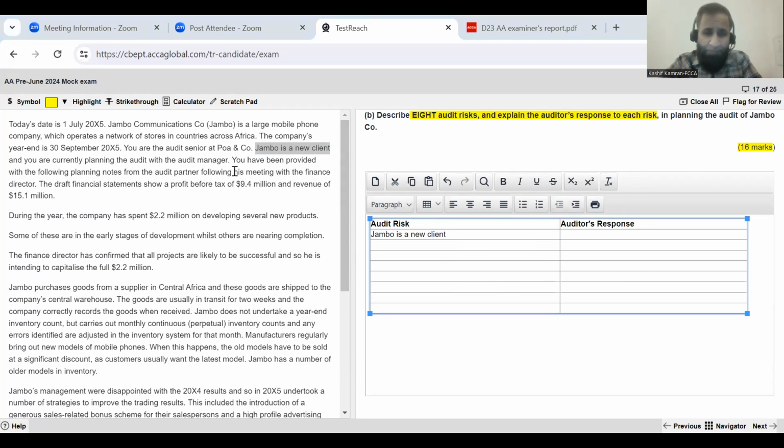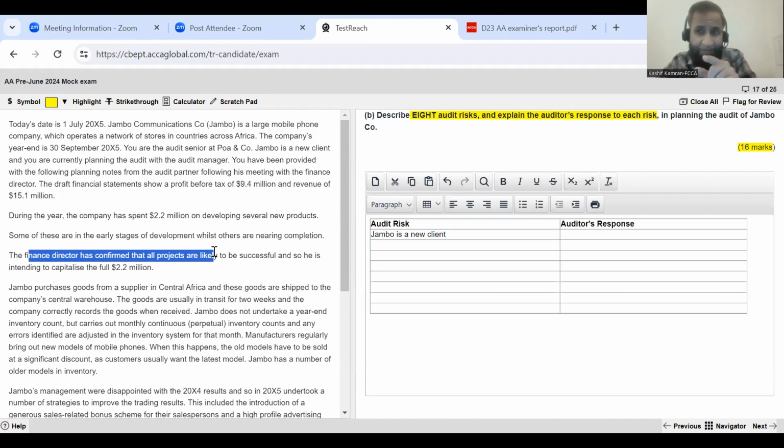You move on, and it tells you in the second line, during the year, the company has spent $2.2 million on developing the new products. Now that's IAS 38. Some of the development cost could be expensed out, and some of them could be capitalized depending upon the criteria. The finance director has confirmed that all projects are likely to be successful, and he intends to capitalize. He intends. So that's the intention of the finance director.